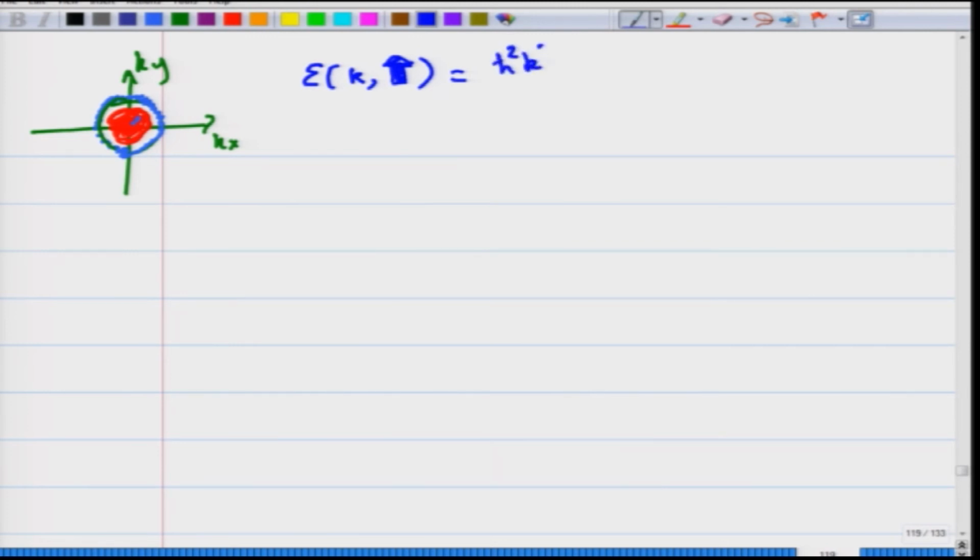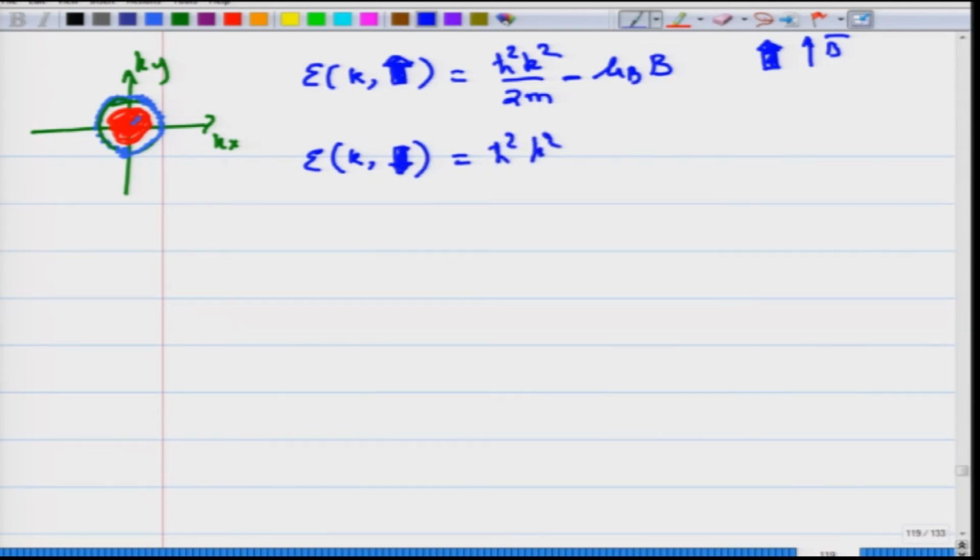This is ħ²k²/2m minus μB times B, for the magnetic moment parallel to B. And E of k, the energy, with the magnetic moment anti-parallel to the B direction, is ħ²k²/2m plus μB times B. Here the magnetic moment is anti-parallel to the B direction. So, this is how the energy states are going to shift.